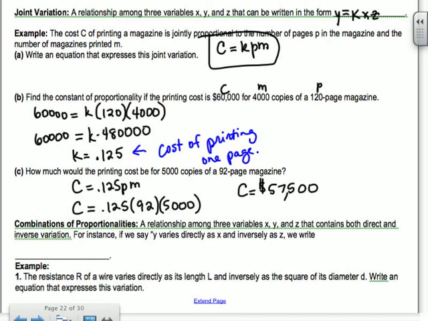And the last thing we have is combinations of proportionalities. So this is a relationship among 3 variables, or even more than that, that contains both direct and inverse variation. So there's lots of different examples of this, but let's say y varies directly as x and inversely as z. You only need one constant. So we write y equals, so directly as x would be kx. Inversely as z, you divide by the z. So you just write k once.